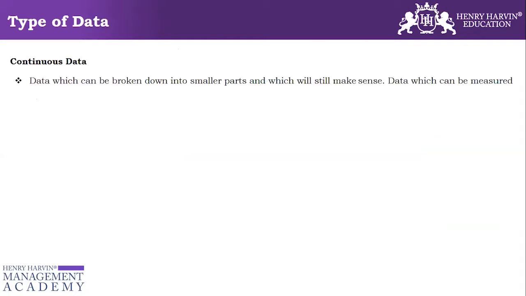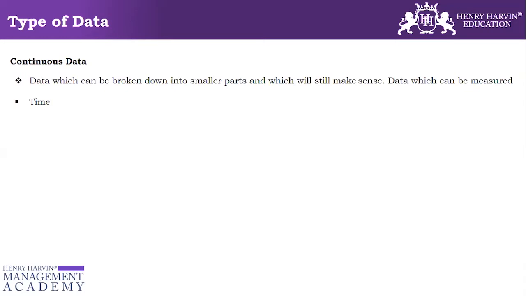Now we will get into the types of data. This is very, very important. There are two types of data that we take into consideration. One is continuous data, and the second is discrete data. Let's understand what continuous data is. Data which can be broken down into smaller units and which will still make sense is called continuous data. It is data which can be measured.